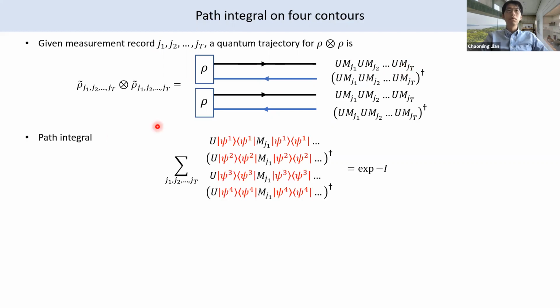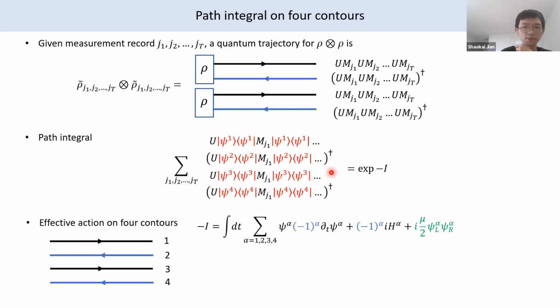Then to turn this into a path integral, we just introduce a coherent state for each contour between these operators. Let me call them 1 to 4 for each contour. And then we can arrive at an effective action. Let me not go into the details of the derivation, but tell you what is important for this effective action. So we now have an effective action on 4 contours. Two of them are going forwards, two of them are going backwards. And this is the form of the effective action.